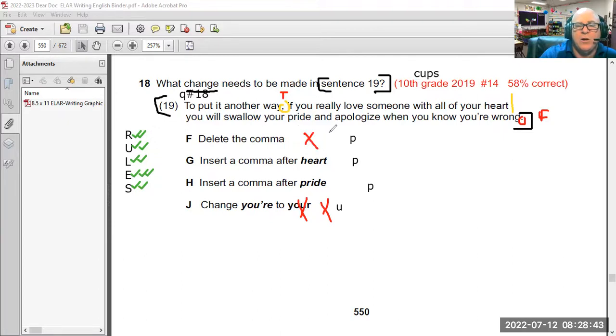Insert a comma after heart. There was where I felt like my brain was causing me to pause. If you really love someone with all of your heart.